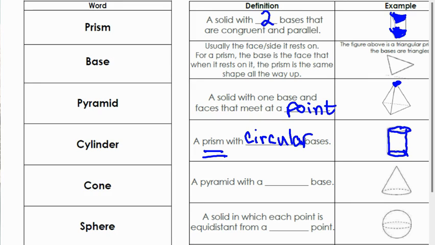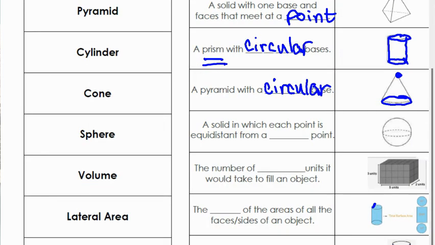Okay, a cone is a pyramid. Okay, so think about what we said up here with pyramids, with a circular base. It's a pyramid with a circular base, and that just means that its base is a circle, but just like a pyramid, its sides meet at a point at the top, at a common point.